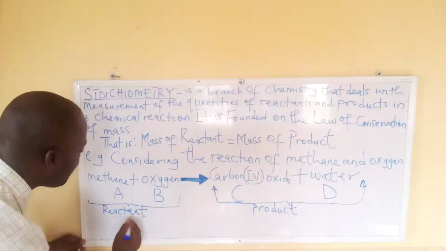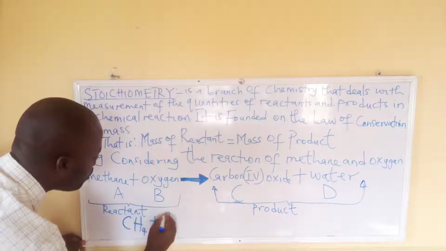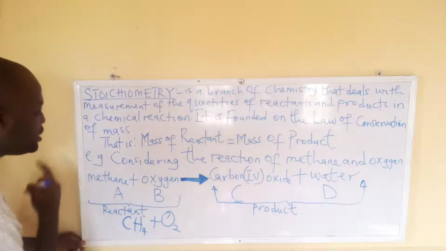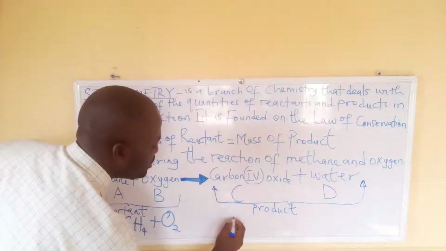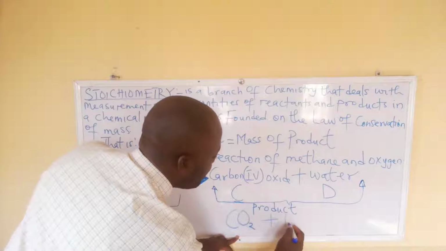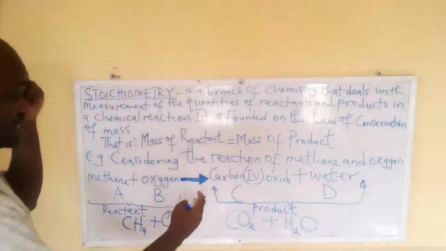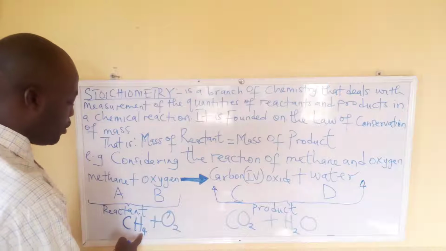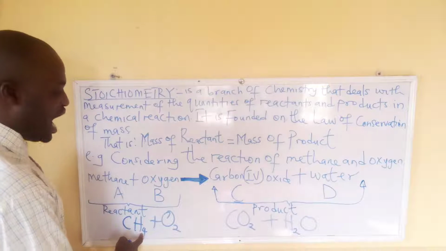But the chemical equation is CH4 plus O2. O2 is the oxygen. Then CH4 is the molecular formula for methane. Then carbon dioxide will be CO2, then plus water, H2O. If you look at the equation, you notice that the equation is not balanced. Here we have H4. That is, we have 4 atoms of hydrogen.